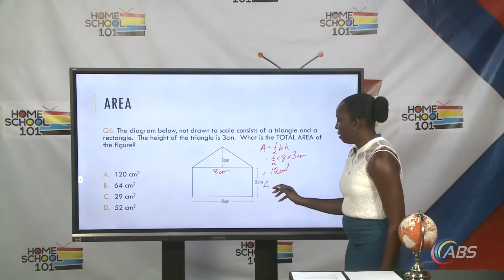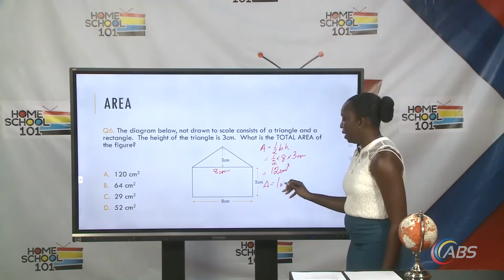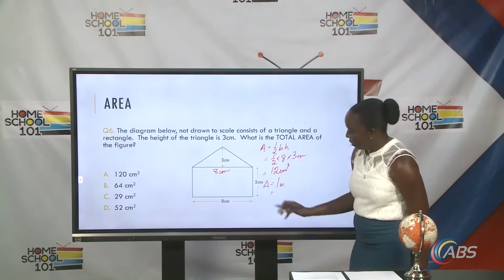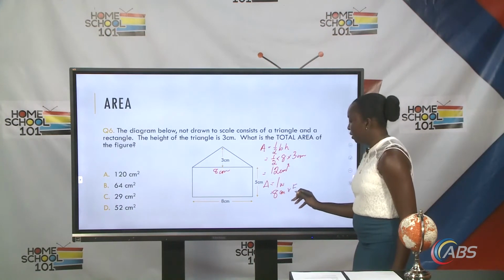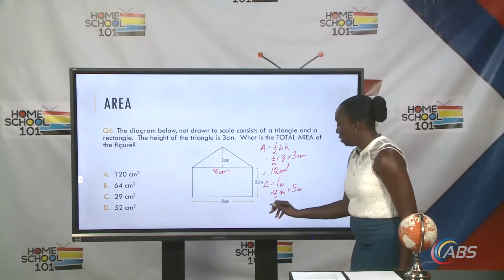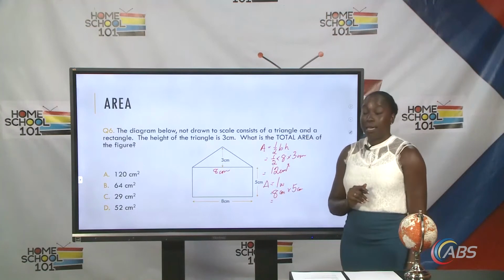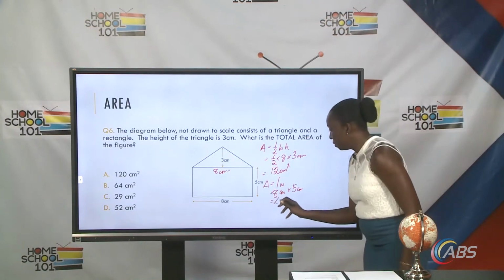We're going to go to the area of the rectangle, which is length times width. The length of the rectangle here is 8. The width is 5, or vice versa. And 8 times 5 is 40.